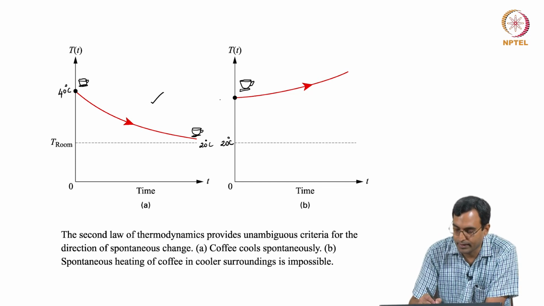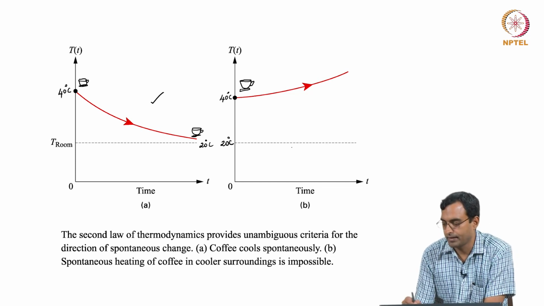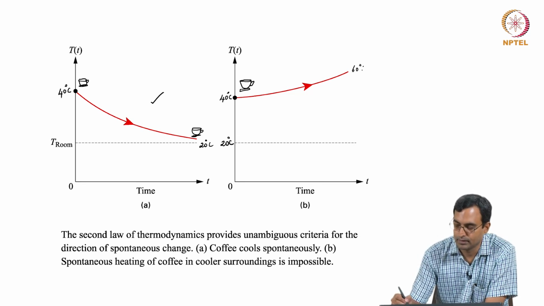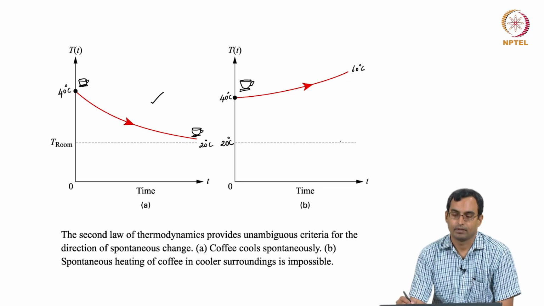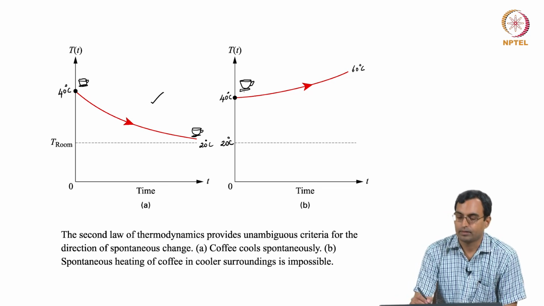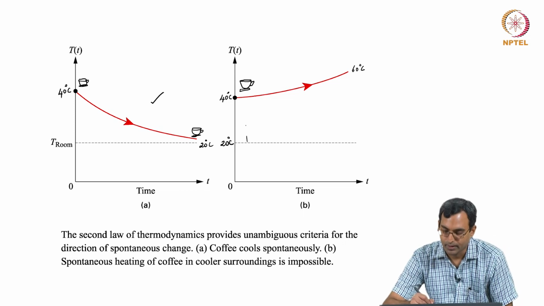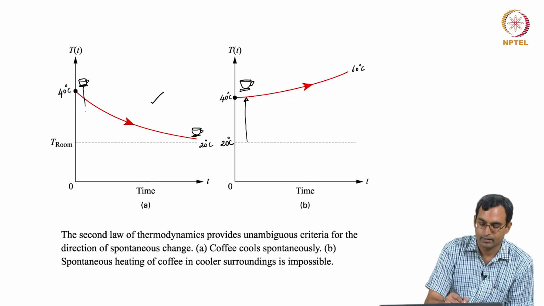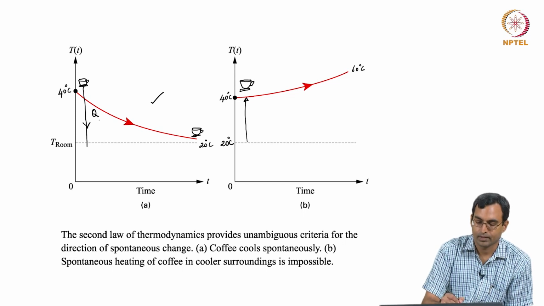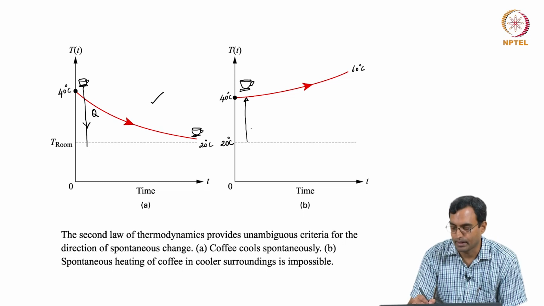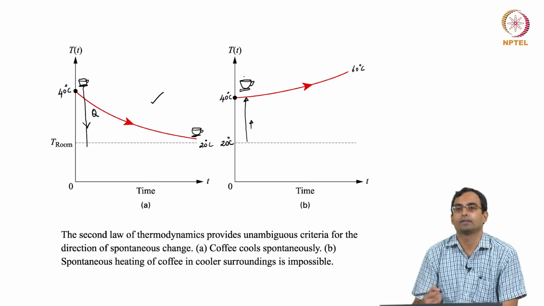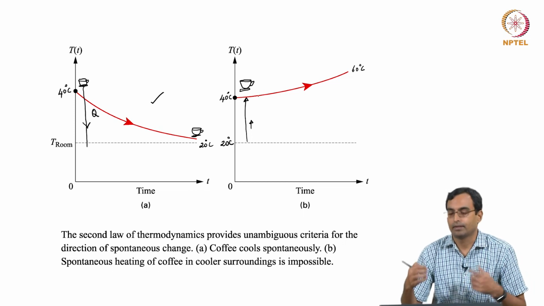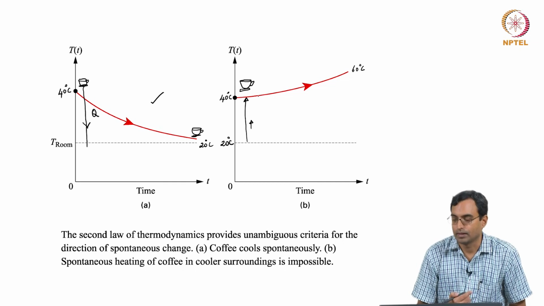If I have this coffee at 40 degrees centigrade in a room at 20, and I want to bring it to some 60, the second law says this is not going to happen, because what I want to do is transfer heat from the room to this coffee cup. Here I am transferring heat from the coffee cup to the room. This is spontaneous, but transferring heat from a low temperature to a high temperature, according to Clausius, I have to do work. So, which means there is something I need to do. This process will not happen on its own.